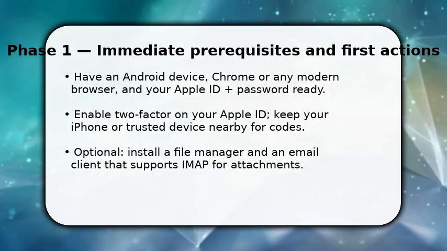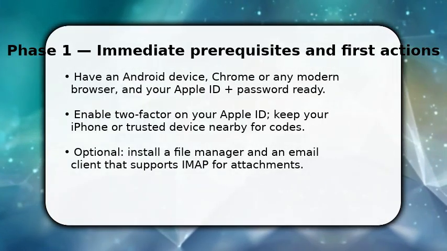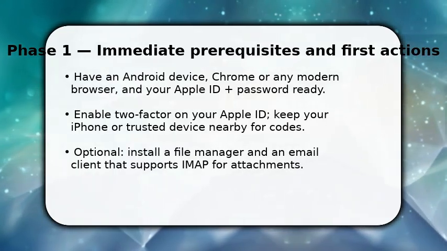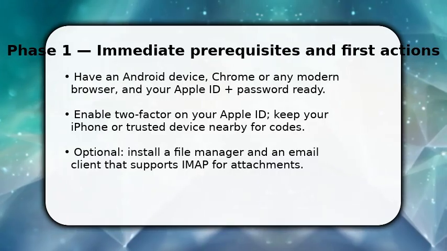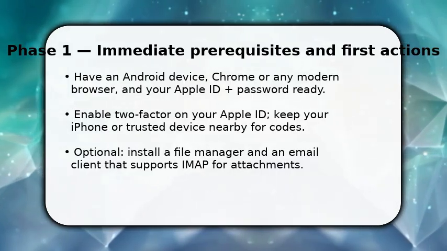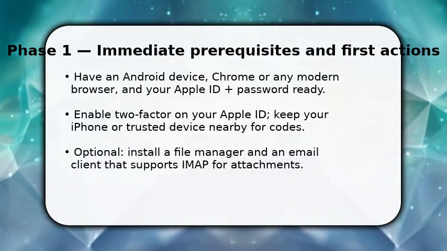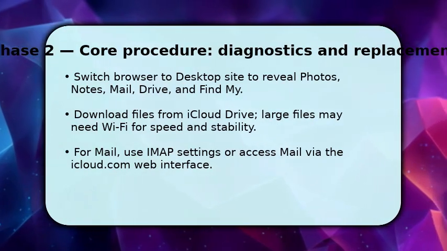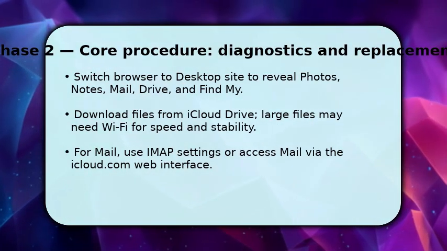When prompted, enter the two-factor code from your iPhone or trusted device. Make sure to choose Don't Trust only if on a public device. If sign-in fails, check your network and Apple ID status before continuing. Once signed in, you'll use the browser's desktop mode to access Photos, iCloud Drive, Notes, and Mail.